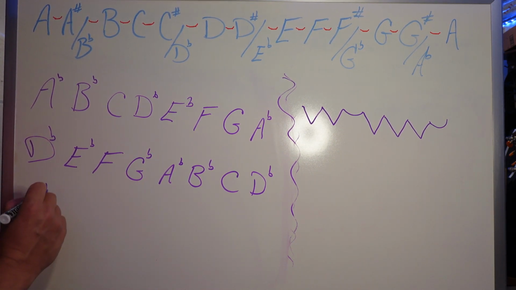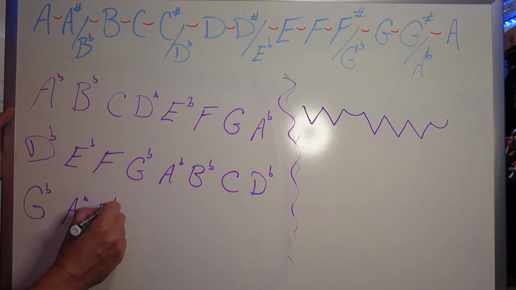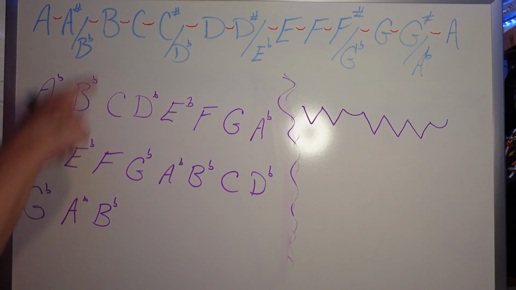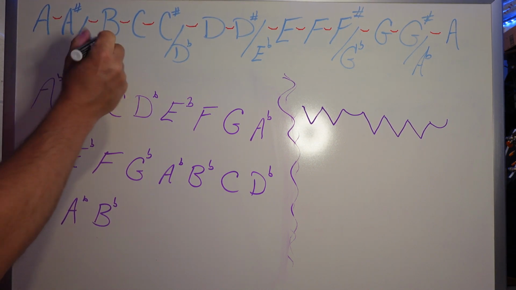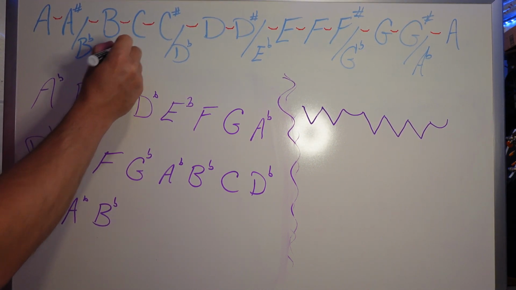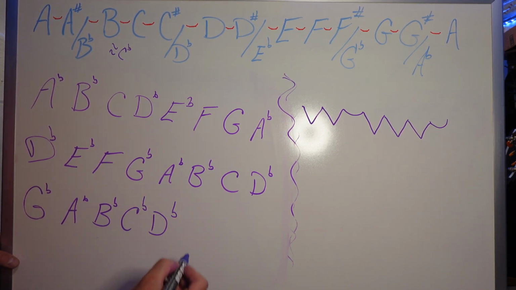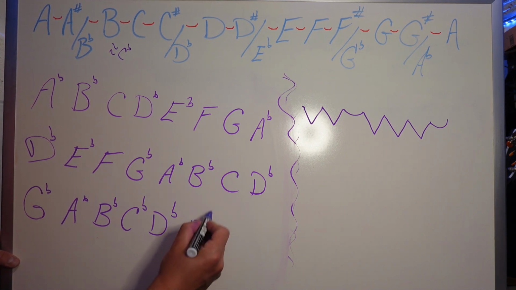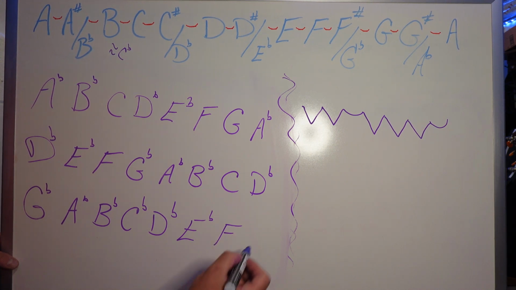G flat's going to be another curveball for us. G flat, up a whole step to A flat, up a whole step to B flat, up a half step from B flat to what we're going to want to call B, but again, since we already have a B, we have to identify this as a C flat. Up a whole step to D flat, up a whole step to E flat, up a whole step to F, and a half step takes you back to G flat.